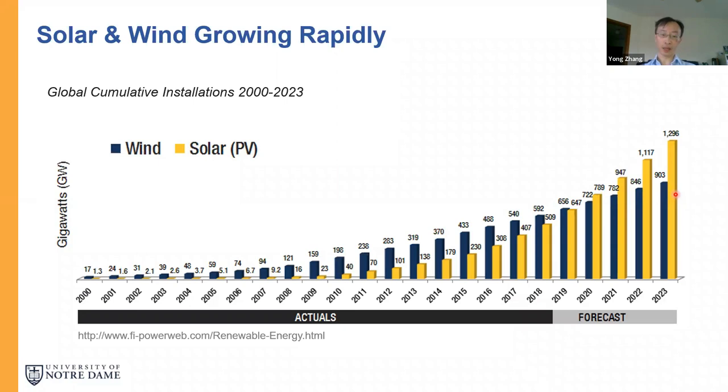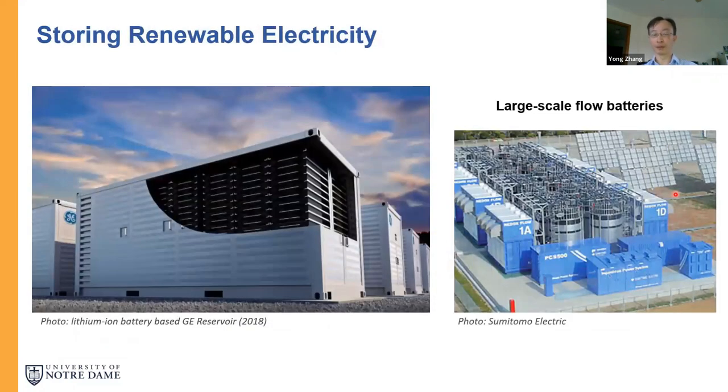There are different techniques for energy storage. Battery is one of the popular techniques. Here I only show two examples. On the left is a lithium-ion battery-based technique released by GE a couple of years ago. On the right is a different methodology called a flow battery. And today I'm going to focus on lithium-ion battery.